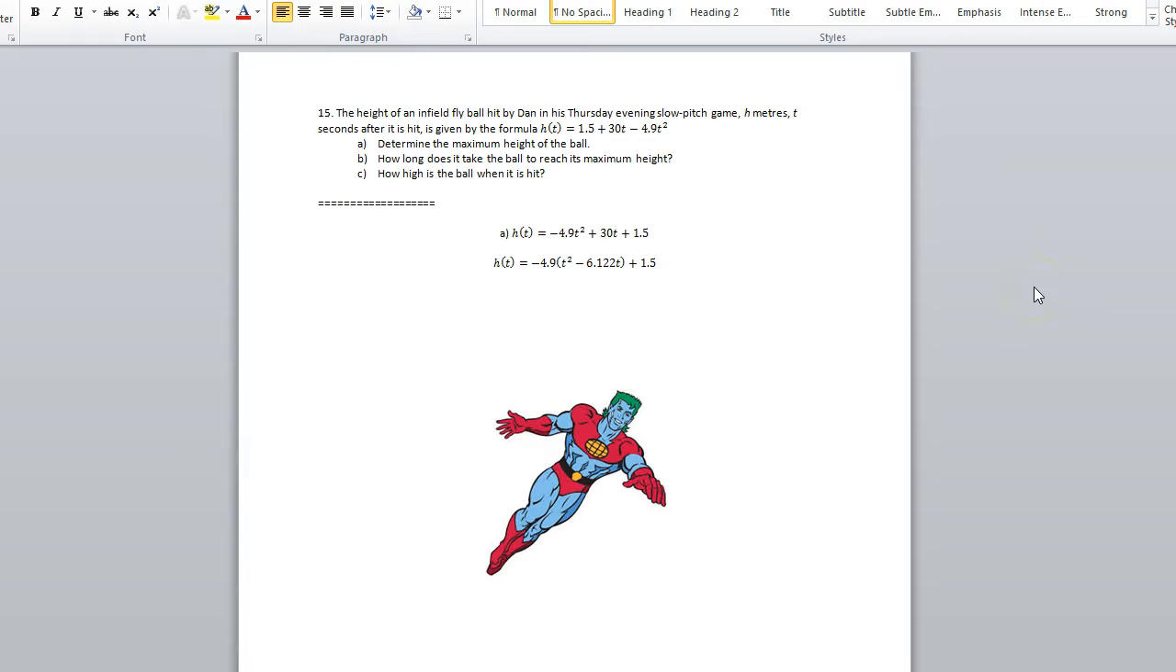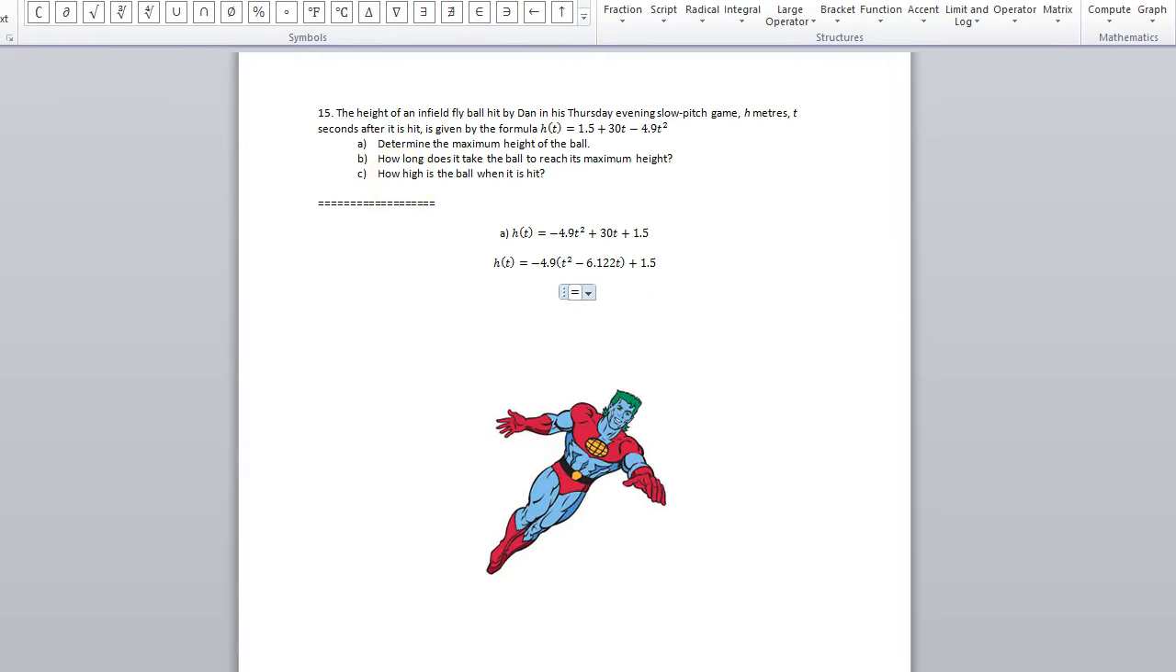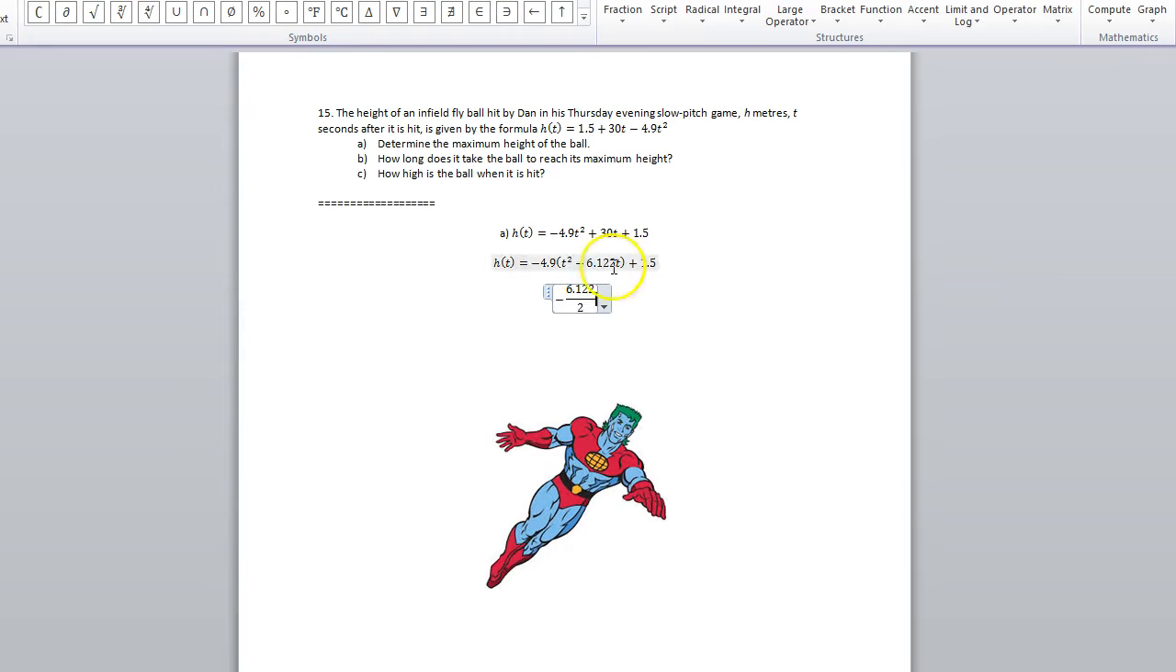Okay, so what's next is we want to take this negative 6.122 and divide it by 2 and square it. Just in case you don't recall this, we take negative 6.122, divide it by 2, and then square it. Put some brackets here. Which equals, BEDMAS, so you divide first. So you get negative 3.06 squared, which equals 9.37.